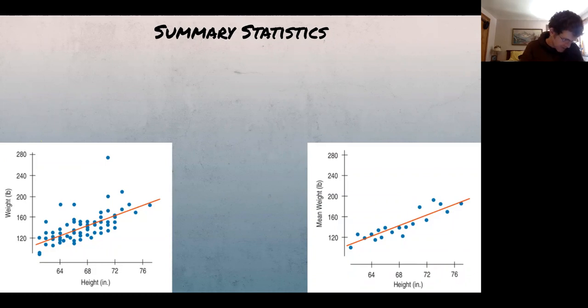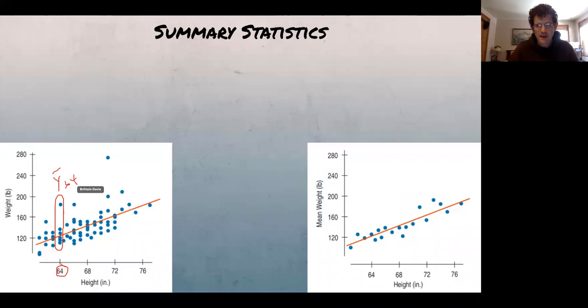If I look at only the people who were 64 inches tall, I could take those and come up with a Y bar for 64 inches. So Y bar sub 64. And the average weight for someone who is 64 inches tall is given by that data point right there. This is not an actual data point from an individual. This is a summary of however many people that is, 6 people.